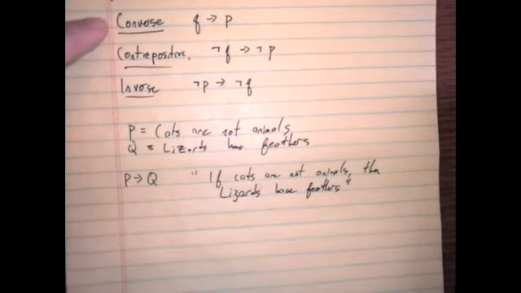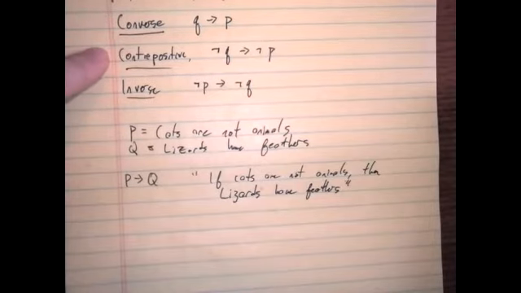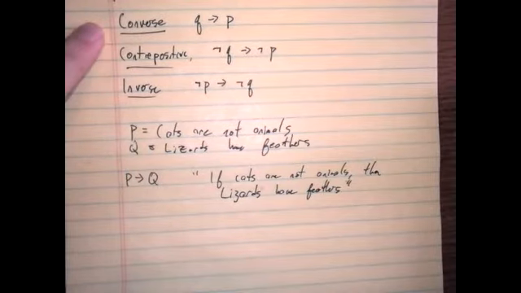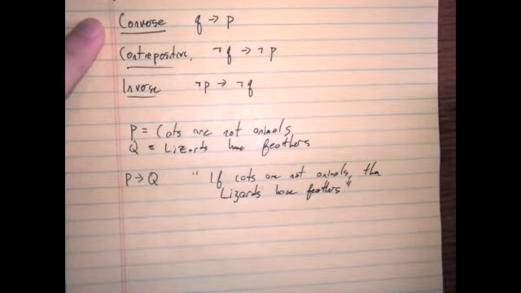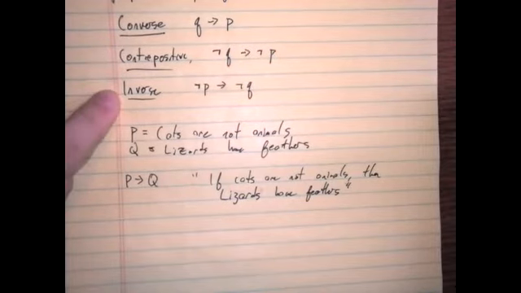Okay, so this is this P implies Q statement. Could someone either tell me with their voices or write out in chat what the converse statement is, the contrapositive statement is, and the inverse statement is? So the converse is: if lizards have feathers, then cats are not animals. Very good. How about the contrapositive? If lizards don't have feathers, then cats are animals. Good. And then the inverse.